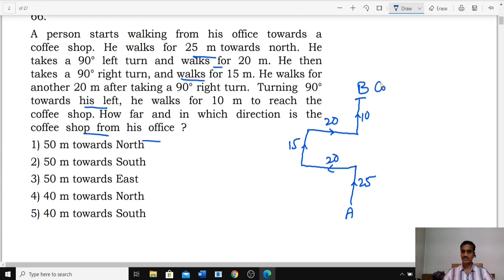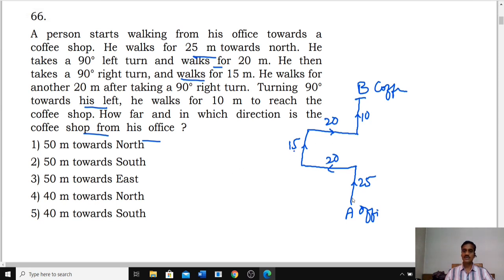B is the coffee shop, isn't it? Now this is his office. Now the distance between these. What is the distance here? This is 25 plus 15 plus 10. 25 plus 15, 40, plus 10, 50. Now 50 meters towards which direction? North. 50 meters towards north, that is choice 1.